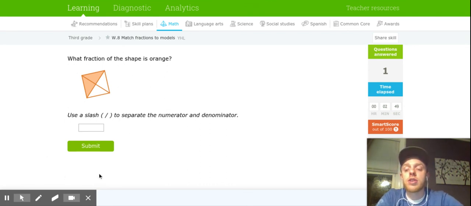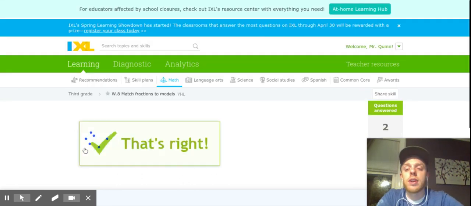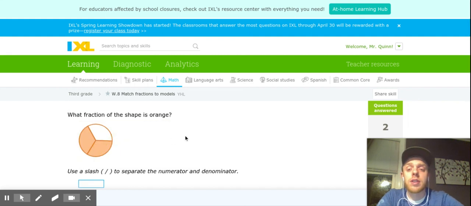What fraction of the shape is shaded orange? We are going to count 1, 2, 3, 4 total parts, and there are 2 shaded parts. That tells me that my first number, which is what's shaded, is a 2, and my second number, which is the total number of parts I counted, is going to be a 4. And I'm going to go ahead and click enter.